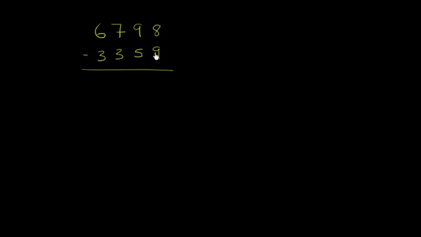And to see what our options are here in terms of regrouping, I'm going to rewrite both of these numbers. So I'm going to rewrite 6,798 literally. This is equal to 6,000. That's this right over here. That's 6,000 plus 700 plus 90 plus 8, minus all of this. So I could subtract each of the places.